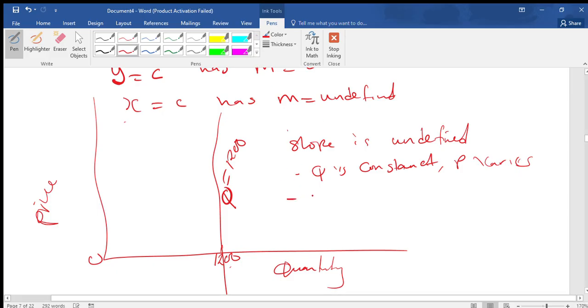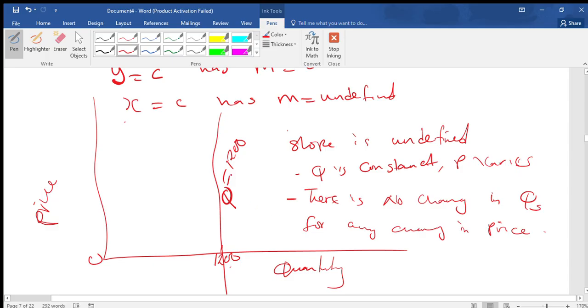So here there is no change in quantity of supply for any change in price. That's what it means. As simple as that. And plotting, I've just already plotted this. Plotting a vertical and a horizontal line should not stress you. Just draw a straight line passing through the quantity axis at 1,200. As simple as that, and you are done.